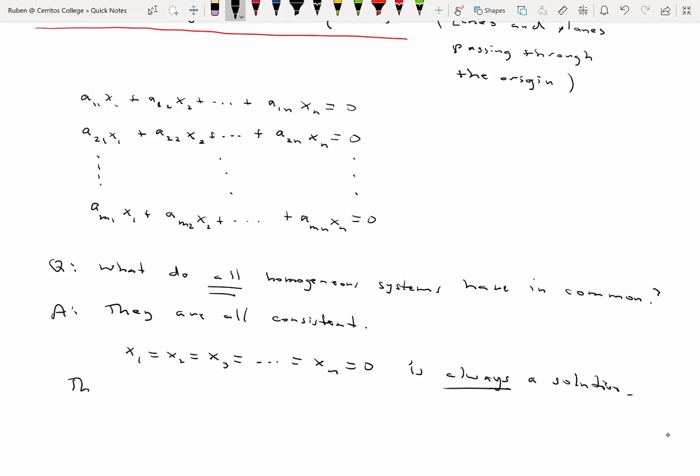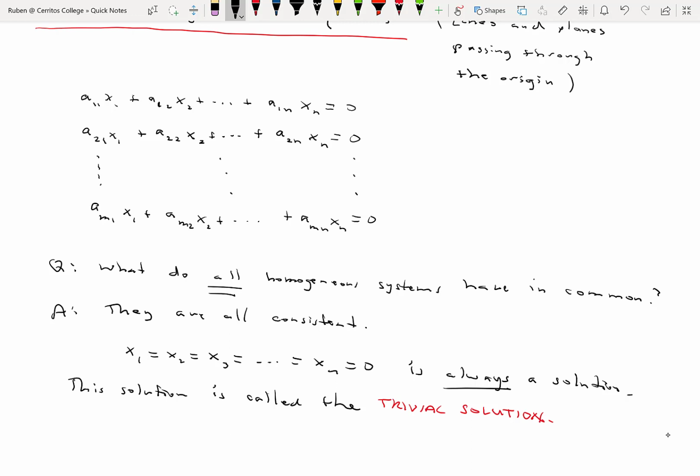This solution is a very important one. This solution is called the trivial solution. So all homogeneous systems, all systems of equations that have zeros on the right hand side of the system, are all consistent and they all have the trivial solution. Since all the planes pass through the origin, the origin is going to be a solution.